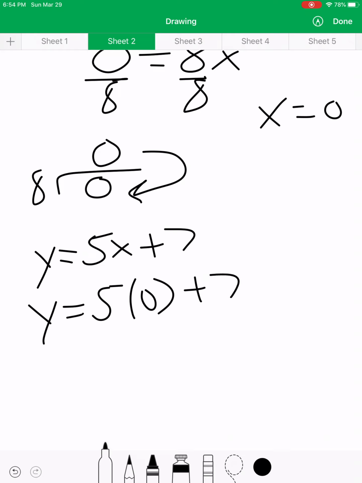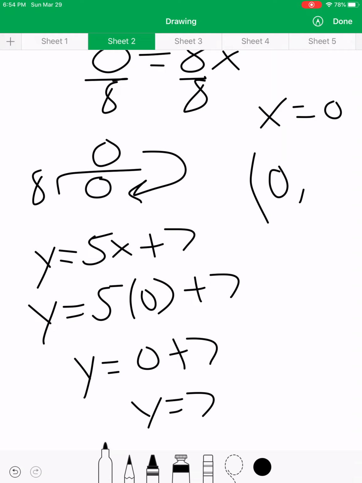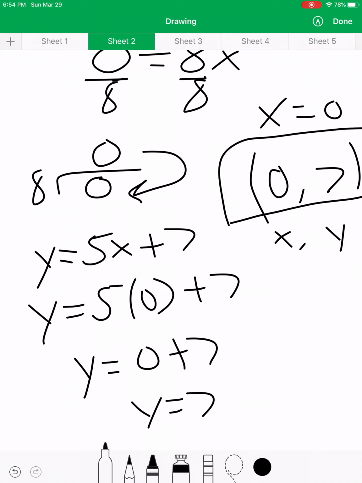Well, anything times 0 is simply 0. So y equals 0 plus 7. So y equals 7. Your ordered pair, therefore, would be 0, 7. Once more, remember, ordered pairs are always x, y. So this is your final answer right here, 0, 7 for number 5.